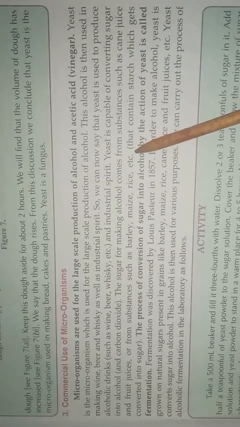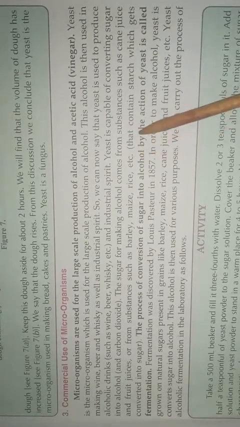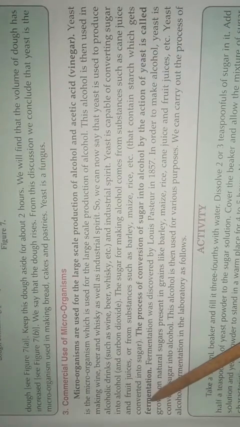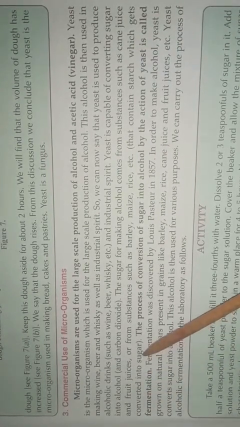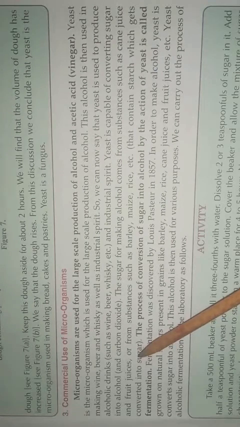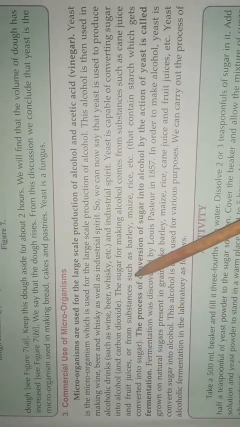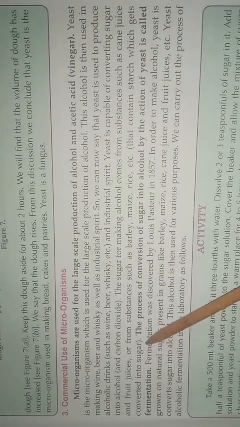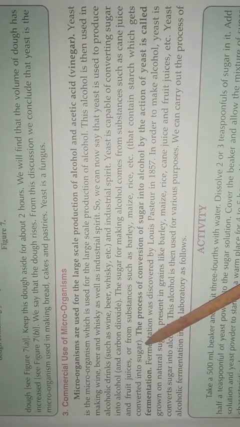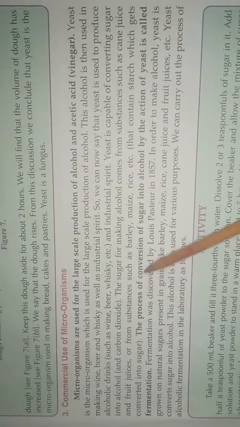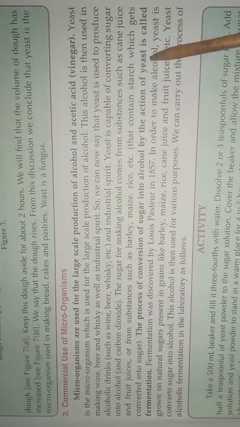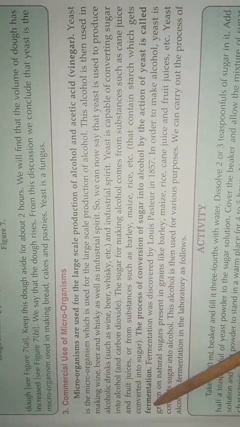And the most important thing is that they contain starch, which gets converted into sugar. It means the juice used for making alcohol contains starch that is converted into sugar. This process of conversion of sugar into alcohol by the action of yeast is called fermentation.